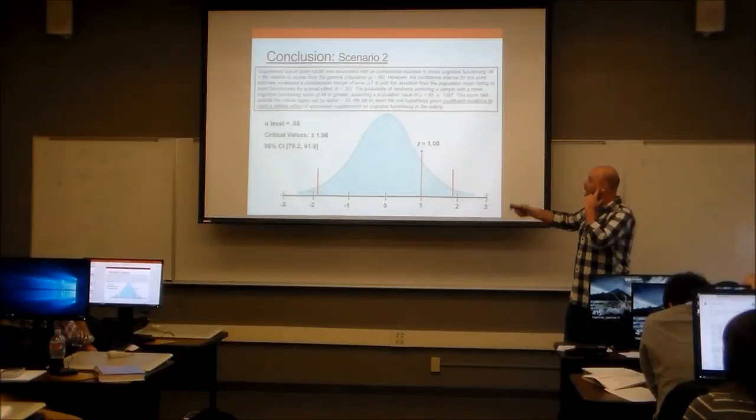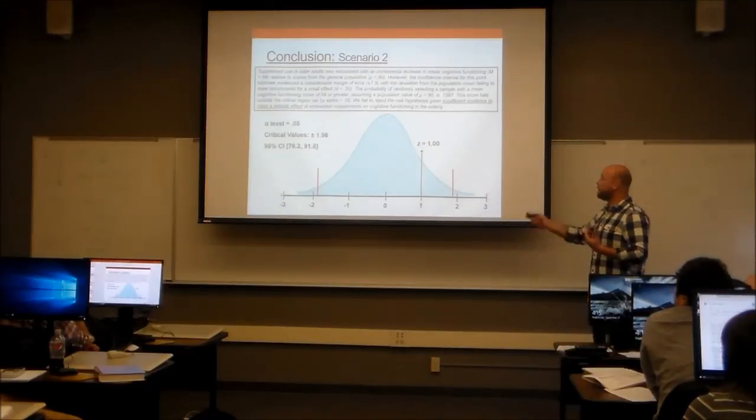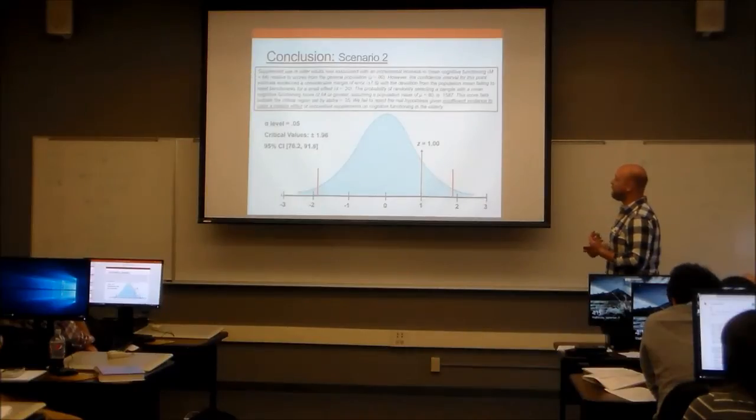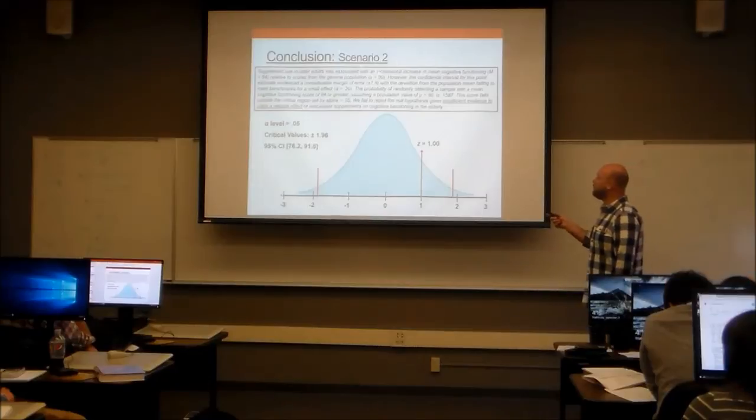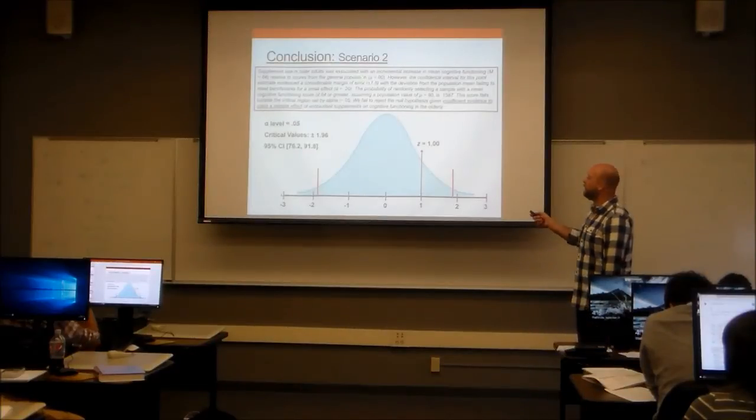So here, a little bit different scenario, right? We failed to reject the null hypothesis. An example might be something along the lines of: supplement use in older adults is associated with an incremental increase in mean cognitive functioning. Give the mean here relative to the scores from the general population. However, the confidence interval for this point estimate evidences a considerable margin of error with deviation from the population mean, failing to reach benchmarks for a small effect, right?